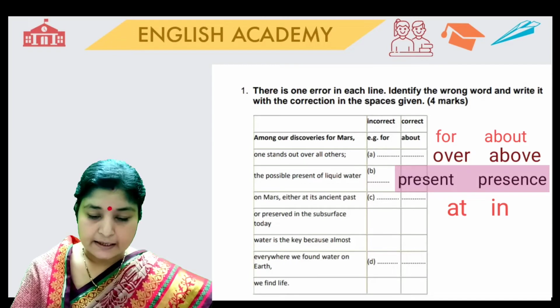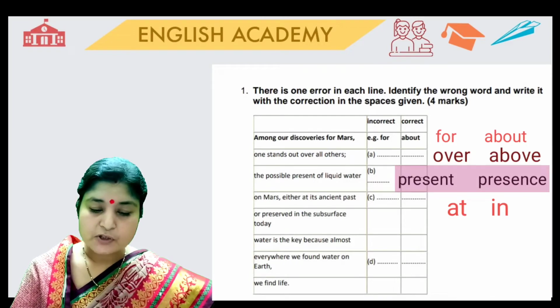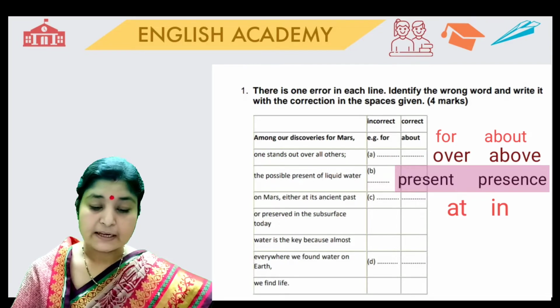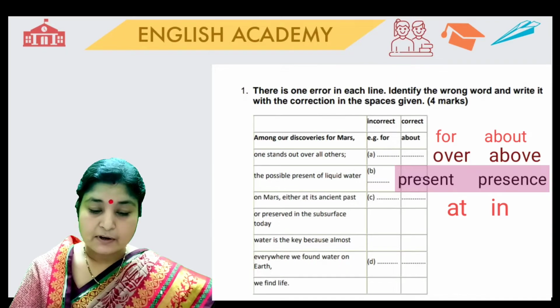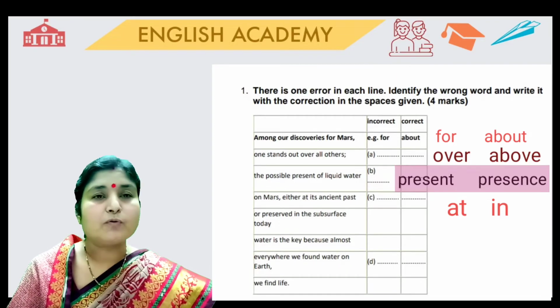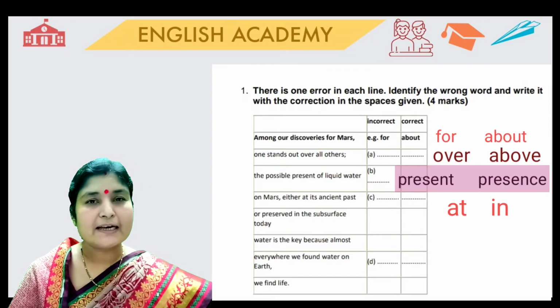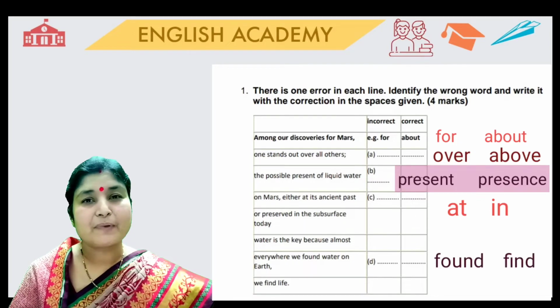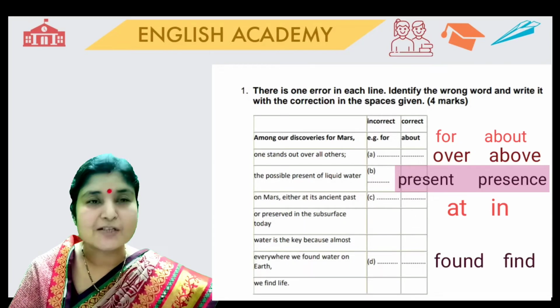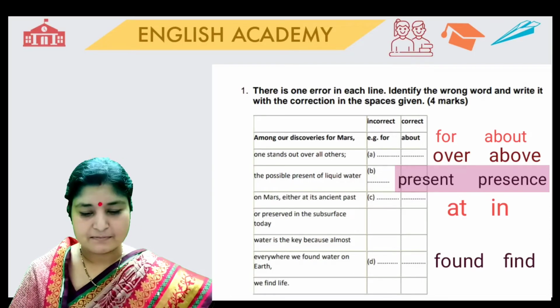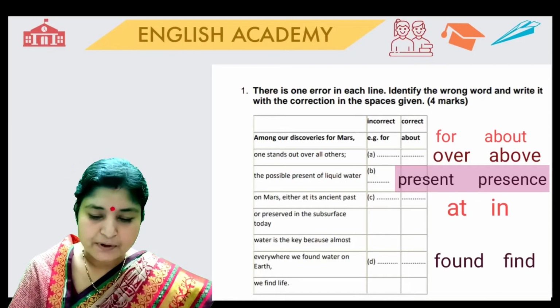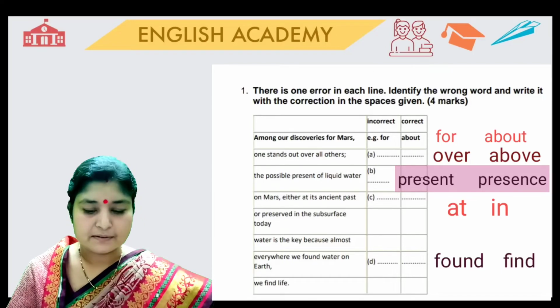Water is the key because almost everywhere we found water. Found is the past form, and we cannot use the past form here because everywhere we find water. So the correct answer is: everywhere we find water.